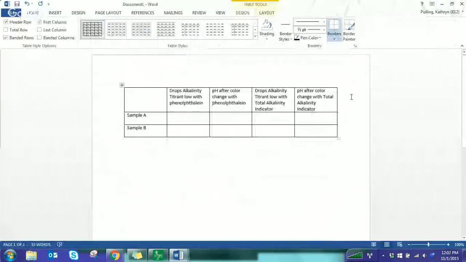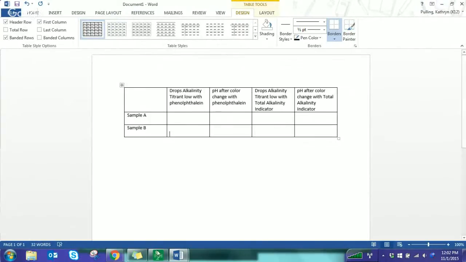Another thing I set up was a quick table. In your lab manual, it talks you through writing this stuff down, recording it somewhere, because you're going to need this information to answer the questions. All right. So, and we'll fill in sample A together. You'll be on your own for sample B.